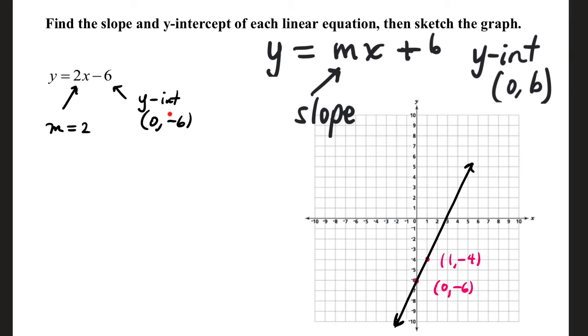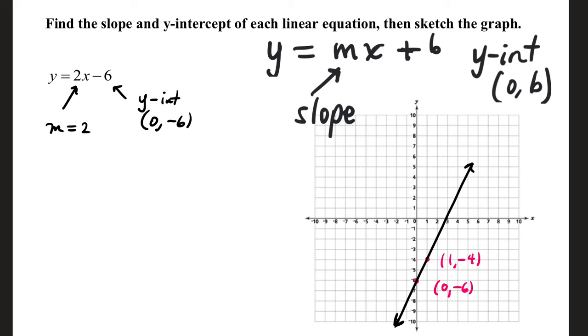So if you go to the point 0, negative 6, and you use your slope to count off directions to another point, if we go up 2 over 1 from the y-intercept, we land at a second location that our line has to pass through. If you want to check it, if x equals 1, 2 times 1 minus 6 is negative 4. So that tells you that this point's correct. Draw a line through those 2 points, and you have your graph.